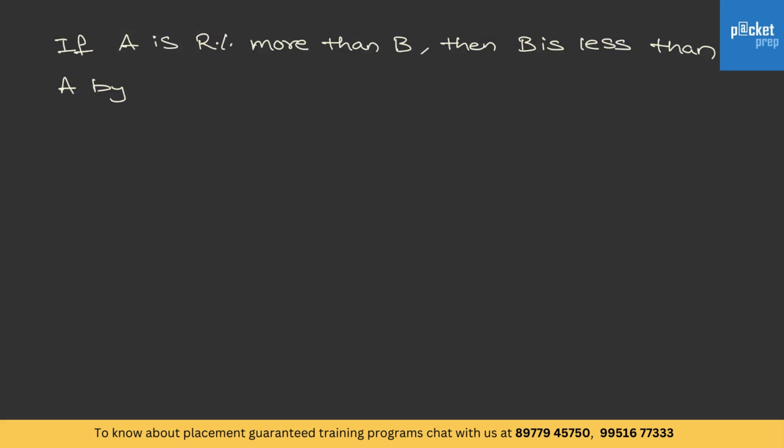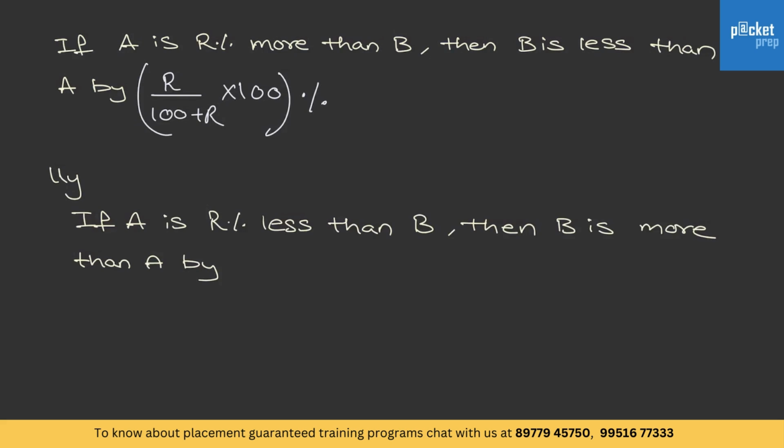If a is r percent more than b, then how much percent is b less than a? This is given by the formula r by 100 plus r into 100%. Similarly, if a is r percent less than b, then b is more than a by r by 100 minus r into 100. Let's look at problems related to this concept.